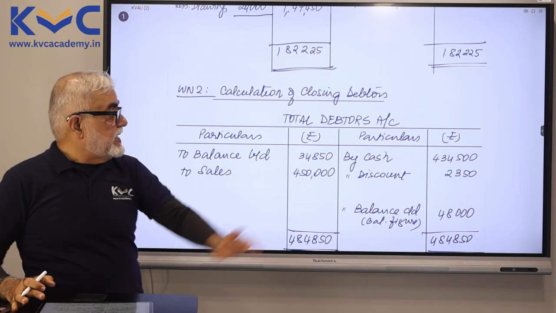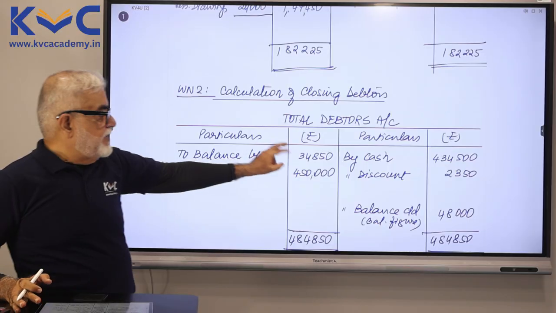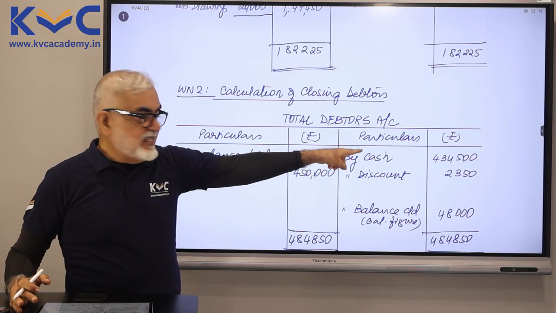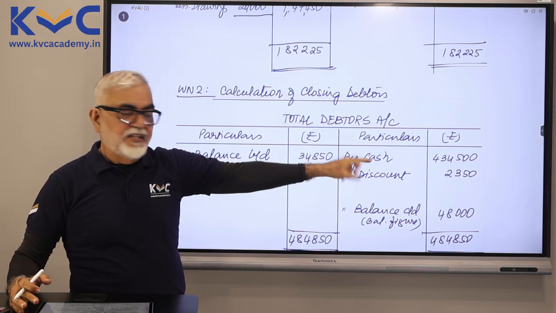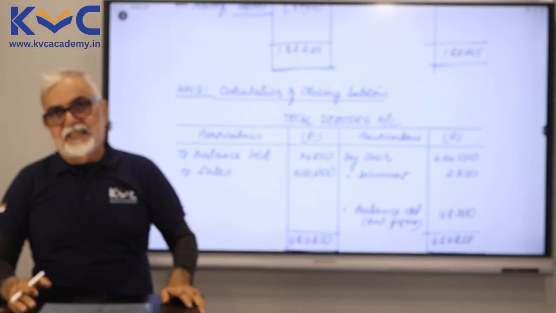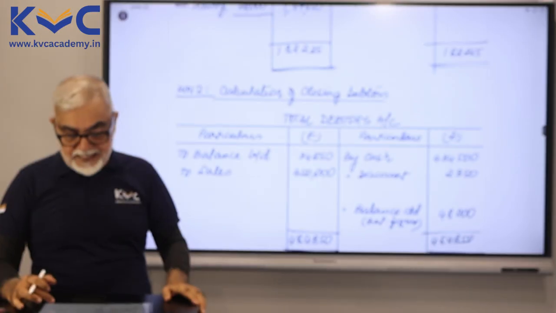What about closing debtors? Opening balance was given to me. Sales is given to me. Cash received is given. Discount allowed is given. So the balancing figure is 48,000. That's how I got my closing debtors.